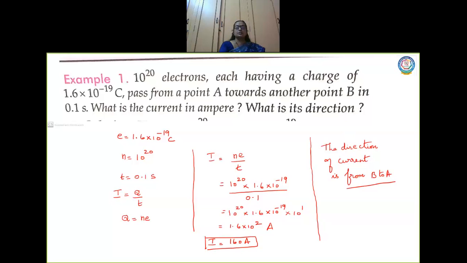So the electrons are moving from point A to B. So the direction of current will be just opposite to that of the direction of electrons, which is from B to A. Okay, so the conventional direction of current in 10th standard. Whenever we talk about the value of current, we say that current is nothing but movement of charges per unit time.